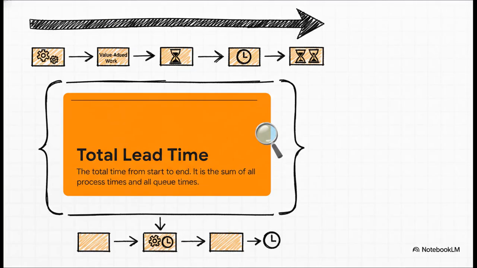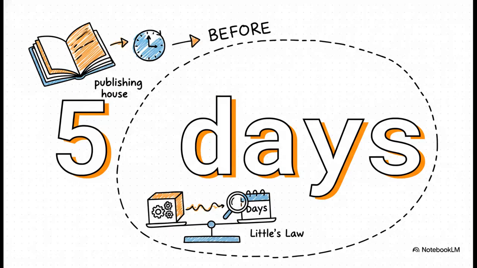To get our efficiency score, first we need the denominator for our equation, total lead time. This is the absolute wall clock time from the second an order starts to the second it finishes. And the key thing here is that it includes both the time work is being done and all the time spent waiting around in queues. It's the whole journey. So let's rewind to our publishing house. Remember, before we did anything, our diagnosis using Little's Law told us they had a flow time of 5 days. That was our baseline, the before picture of the process's health.